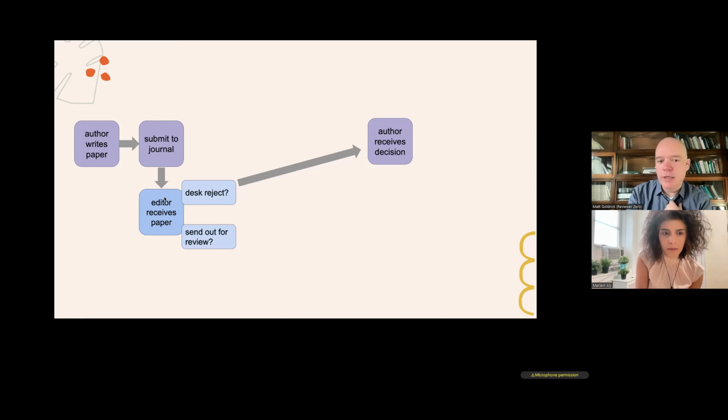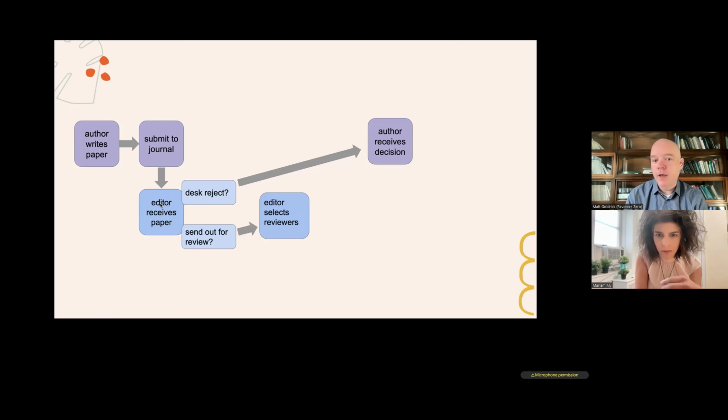The other possibility is that the editor decides to send it out for review. If they decide to do that, first they have to select some reviewers. And who are reviewers? They're your peers. They could be other graduate students, they could be faculty, they could be independent researchers. The editor is going to maybe have some trouble finding reviewers. This can often be a problem. And so it'll take some time to select the right people.